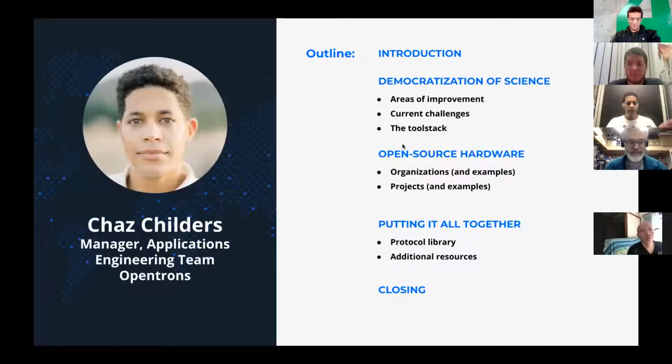So a little bit about me. There's a photo of me, my title, and then an outline of what I'm going to be talking about today. We have the intro, democratization of the science, some open source hardware, putting it all together, and then I'll just close it out. I will be around for the entire talk. If there are any questions, happy to provide some answers there.